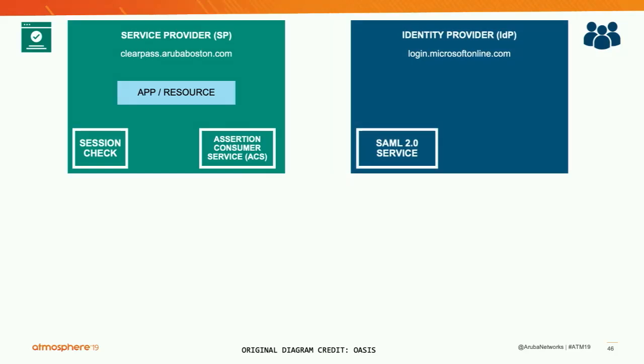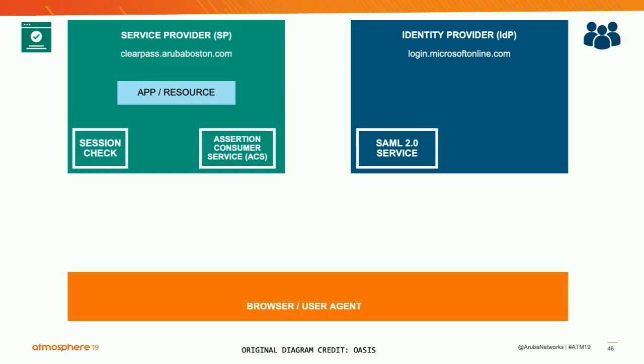The identity provider in this case was login.microsoftonline.com, which is Azure Active Directory. It is running a SAML 2 service. It is also running OpenID Connect and WS-Fed and all these other protocols, but in this case, we are choosing to use SAML. And then I have my device.